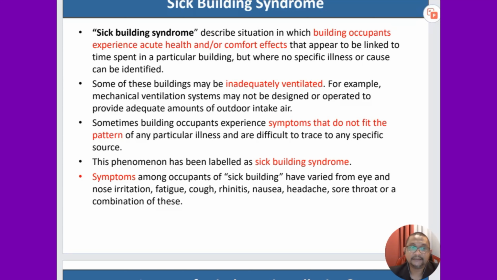The symptoms of this SBS are headache, eye, nose and throat irritation, dry cough, dizziness and nausea, fatigue, concentration problems, skin irritation, sensitivity to odors. These symptoms can vary among individuals and are often more notable in buildings with inadequate ventilation or specific environmental issues. So that is sick building syndrome.